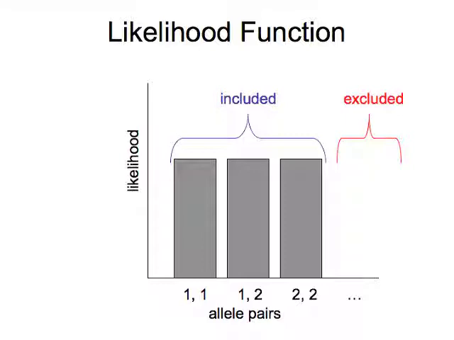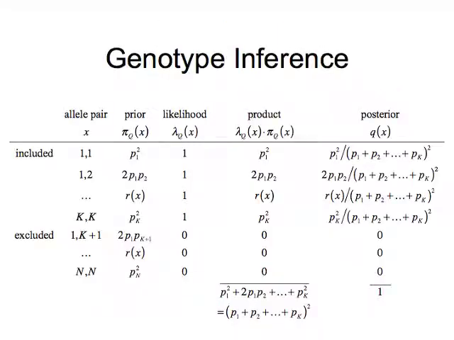This likelihood function assigns a relative likelihood value of 1 to the included allele pairs and a relative likelihood value of 0 to those that are excluded. This all or none approach is equivalent to creating a list of the included allele pairs, 1,1, 1,2, and 2,2. Next slide.